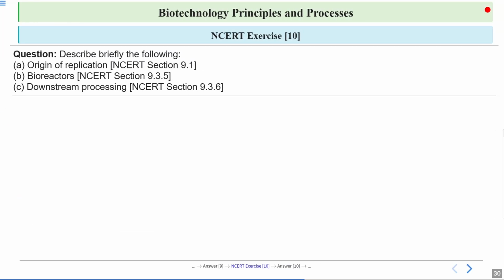Next question. Describe briefly the following. A. Origin of replication, that is coming from the NCERT section 9.1. B. Bioreactors, coming from the NCERT section 9.3.5. And C. Downstream processing, that is coming from the NCERT section 9.3.6. Let us see the answer.